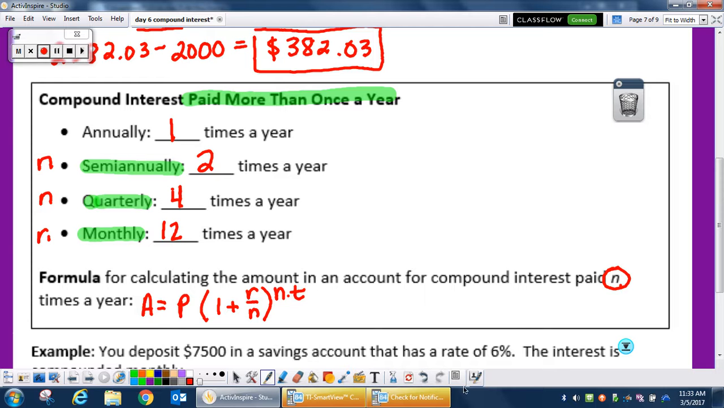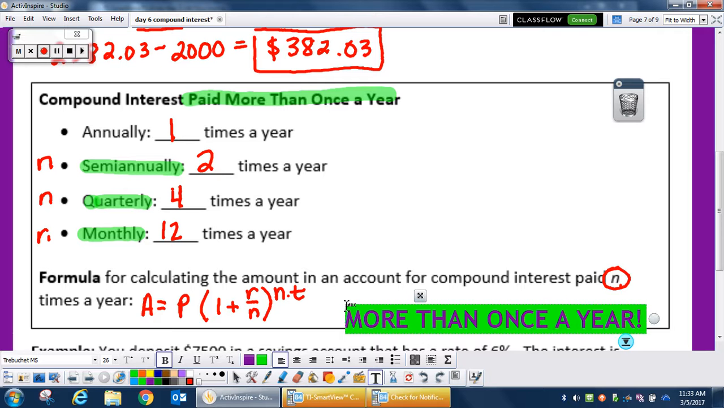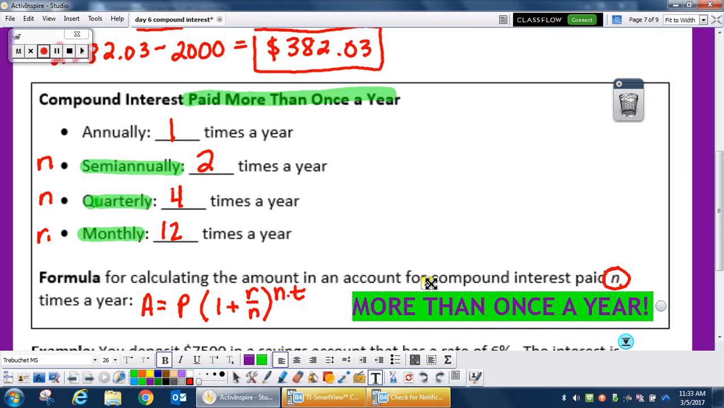And remember, I would highly suggest you make a note that this is more than once a year, okay? So again, you have a different formula when it's more than once a year, and you'll know it's more than once a year because you'll see the words semi-annually, quarterly, or monthly. You're going to have to be very careful about how you key this into your calculator.